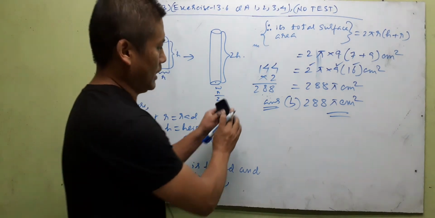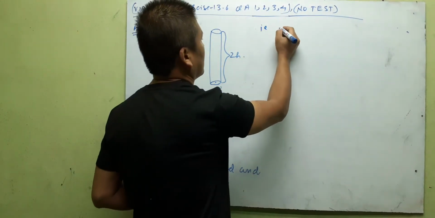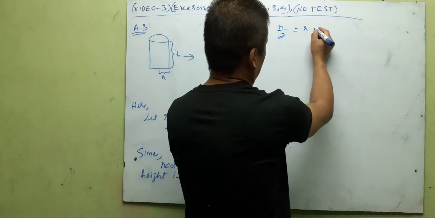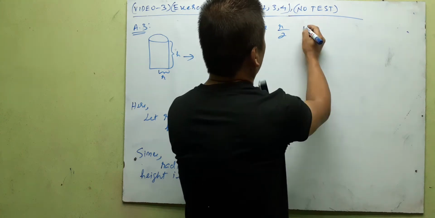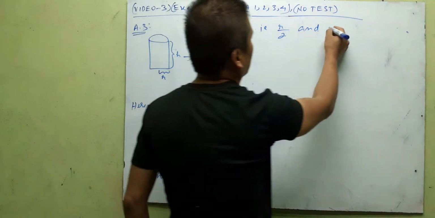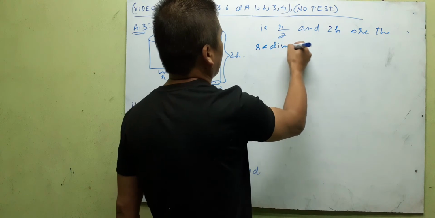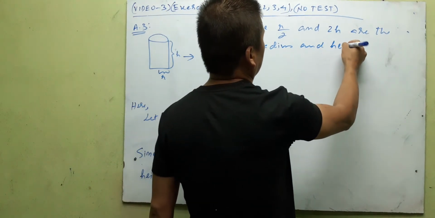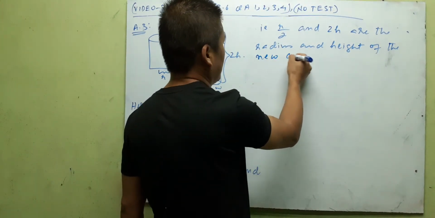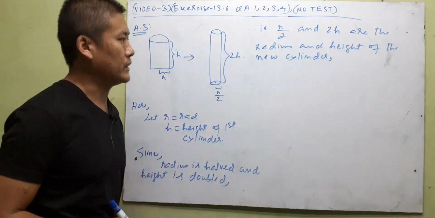Now what does this mean to us? That means, in other words, radius r by 2, and we can just write directly also, doubled height means 2h, the height of the new cylinder. That's what it means. The new cylinder has become thinner and taller.